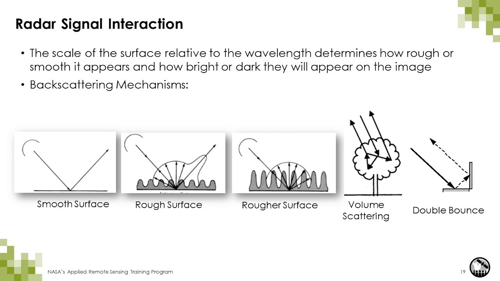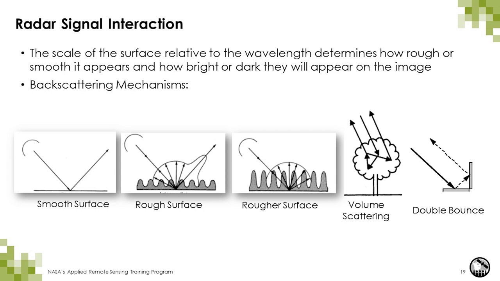So let's start with these different backscatter mechanisms, as we call them. One is a smooth surface. It's also known as specular reflection. So a smooth surface acts like a mirror to the incident radar pulse. And most of the incident radar energy is reflected away from the sensor. So in this case, the radar is on the left and it's looking down, illuminating towards the right. And since the surface is mirror-like, the energy is reflected away from the radar.